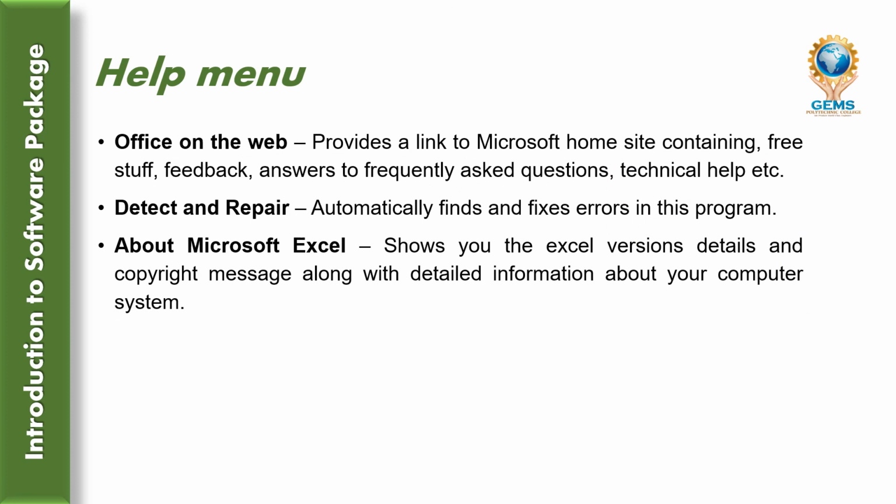The Office on the Web option under the Help menu provides a link to the Microsoft home site containing free stuff, feedback, answers to frequently asked questions, technical help, etc. The Detect and Repair option helps you automatically find and fix errors in the program. And About Microsoft Excel shows you the Excel version, details, and copyright message along with detailed information about your computer system.